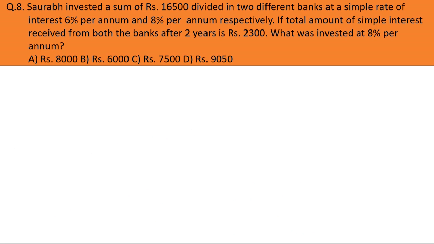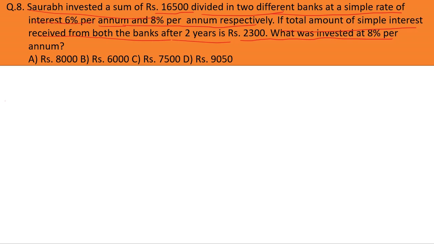And the last question, let us discuss again. Saurabh invested the sum of rupees 16500 divided into two different banks. Simple interest rate is 6% per annum and 8% per annum respectively. If the total amount of simple interest received from both the banks after 2 years is 2300, what was invested at 8%?